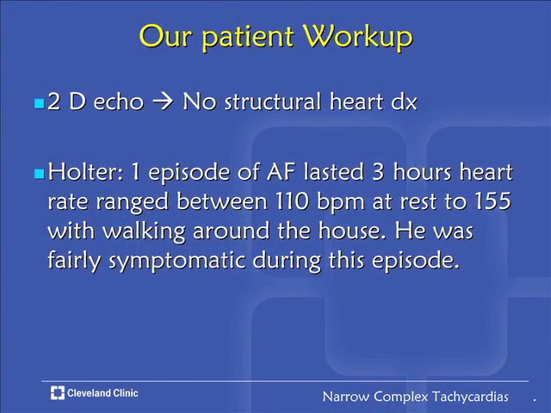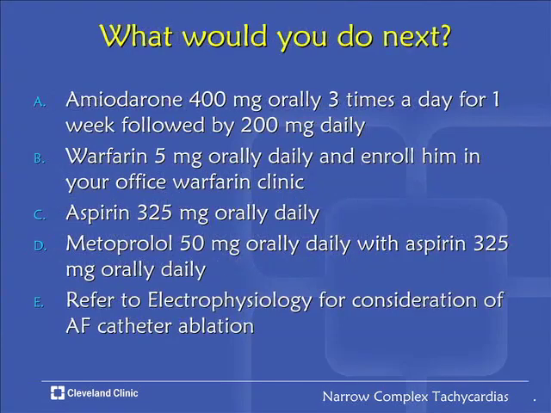So we get an echocardiogram. Luckily, the echo showed no structural heart disease at all. We got a Holter monitor, and luckily we were able to catch another episode of atrial fibrillation. The heart rate averaged around 110 beats at rest. And when he was doing some stuff in the house, his heart rate was 155 beats per minute. He was symptomatic during this episode, and we got these heart rates. And now, what are we going to do?